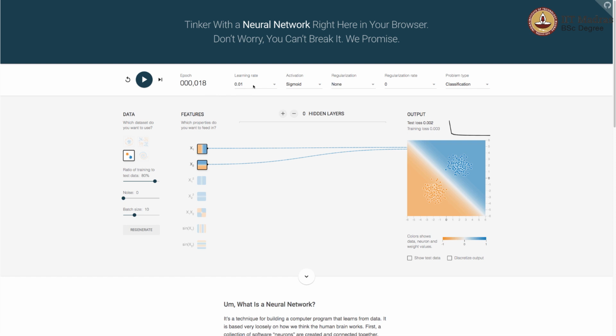Now what you can do is change the learning rate. Let's say we make it very small. Now we will reset the training. After resetting the training, you can see that the weights have reset to some random values and the losses have also reset to some values because of these weights, right?